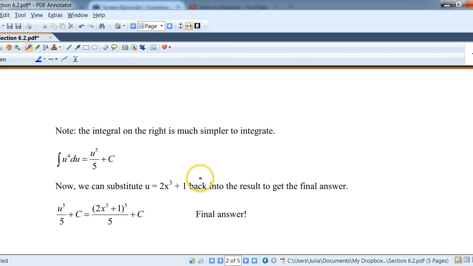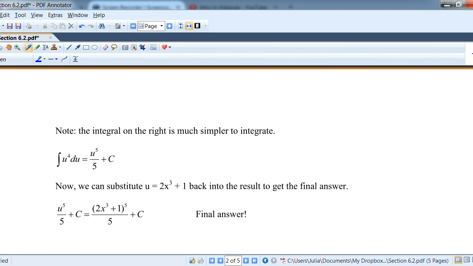As soon as you turn it into u, you can integrate. What's the antiderivative of u to the 4th? Well, it's u to the 5th over 5 plus a constant. As soon as we integrate, the integral sign is gone and the du is gone, so we just get the antiderivative plus a constant. At the very end, we back-substitute for the u, which was 2x cubed plus 1, giving (2x cubed plus 1) to the 5th power over 5 plus c. And that's the final answer.